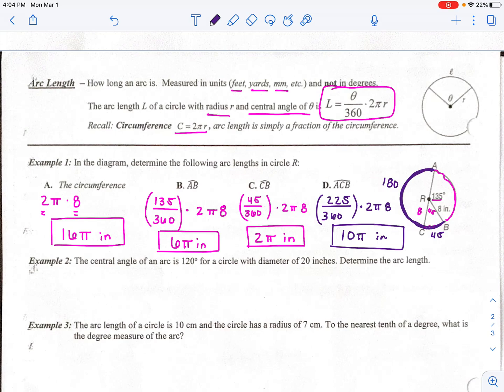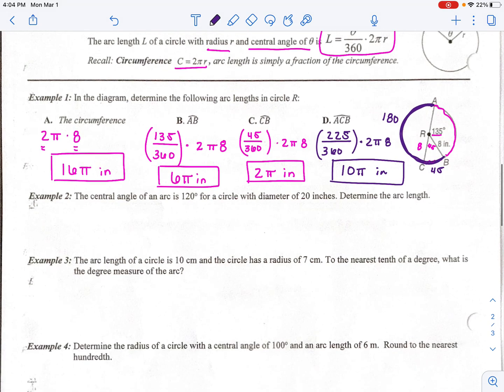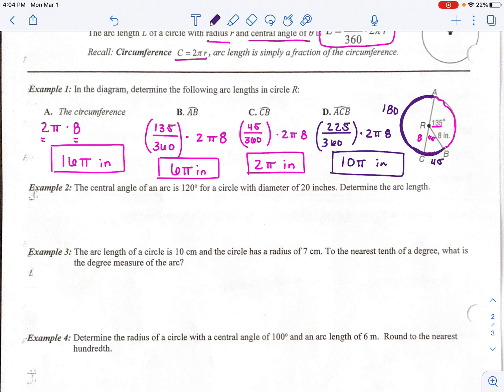So you're just plugging it into that equation and going from there. And these are what I call the exact answers. If you want to, you can do 10 times pi in your calculator and round to 3 decimal places. This one says, if the central angle is 120 and the diameter is 20 inches, find the arc length.